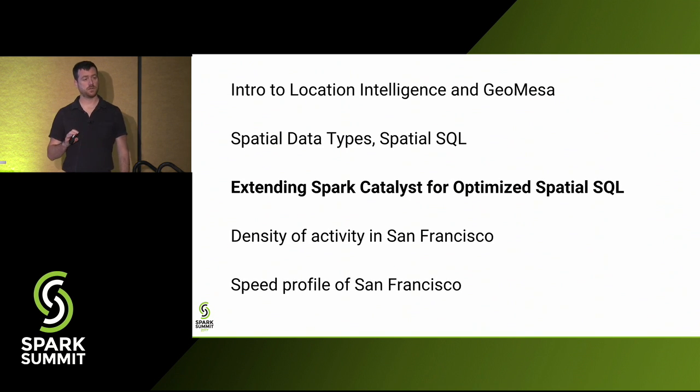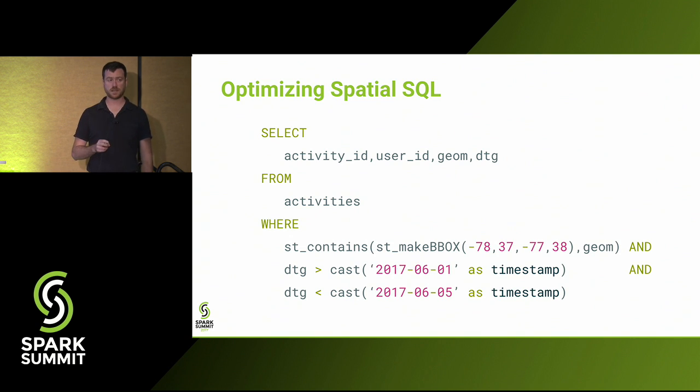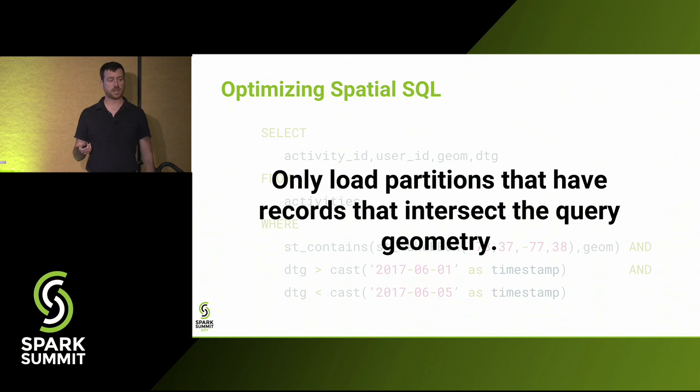Okay, so those are the spatial data types that we've added. They're the spatial SQL functions that we've added. Now we need to talk about how we can leverage the extensibility of Spark Catalyst for optimizing that spatial SQL. Let's look again at our query. We have a number of different elements here that are candidates for optimization. And the goal that we have is to only load the partitions that have data that actually intersects with our query region. We don't want to do full table scans. Our whole goal is to not do full table scans.